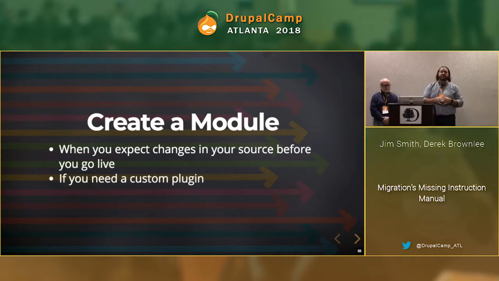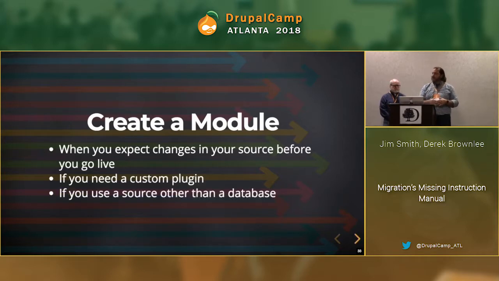Custom plugins. We talked briefly about process. We're going to get into some more process stuff in a minute. If you need to do some custom processing of your data through plugins that don't exist or are not given to you, you're going to want to capture those in a module. And if you use a source other than a database, like in our case where the majority of our items are coming from a database connection, we've got this one large item that's coming from a CSV, all right, we want to wrap all that up, package it up in a nice module that is our migration.